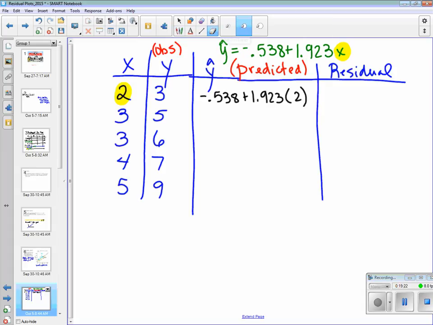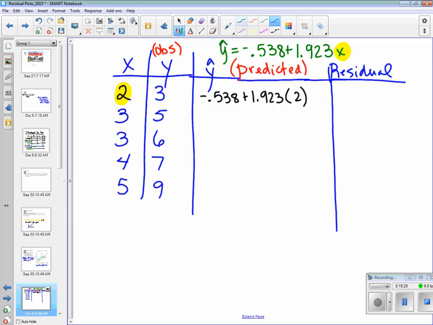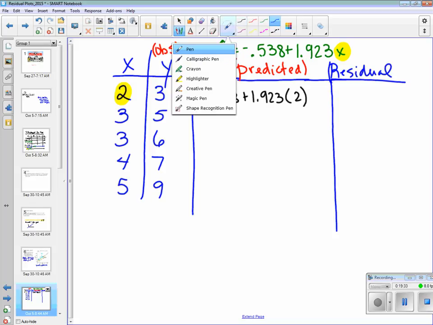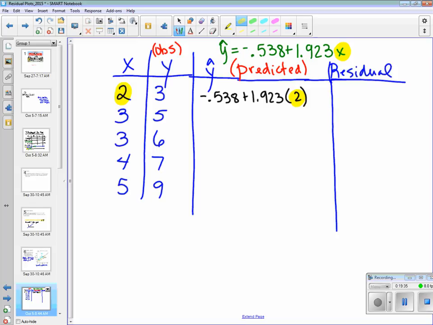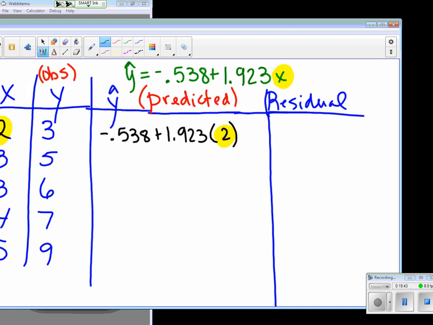Again, I'm running out of a little bit of room, so I'm just going to make some more room here. And again, where did I get these values from? This 2 is because that's the 2 that's attached to the 3 in my point. And when I plug this into my calculator, I'm going to find a value.